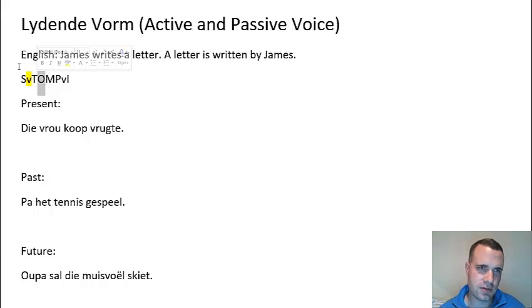Okay, this is the section we're dealing with now. If you start a sentence with an object, it goes into the Lydende Vorm, it goes into the passive voice. Okay. And there's a trick for doing this, and I must say the students who actually just spend some time on this and just sort it out, they hardly get this wrong anymore.